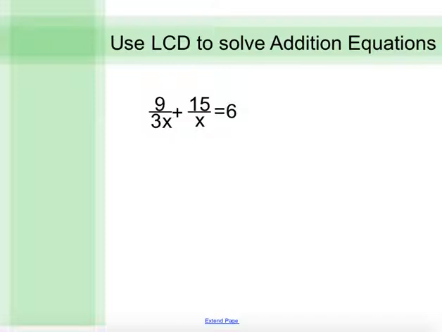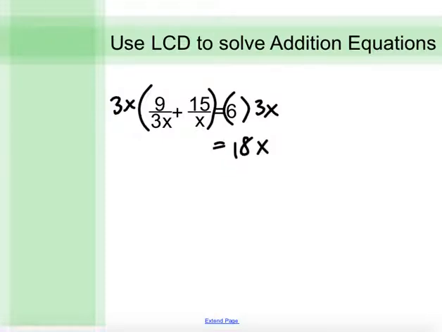In this case, we want to get rid of the 3x and the x, meaning our least common denominator is 3x, so I'm going to multiply each side by that, and I get 18x. And I'm going to simplify here. The 3x and the denominator 3x cancel out, so I just get 9. The x and the x cancel out, so I get 3 times 15, which is 45. So I end up with 54 is equal to 18x.